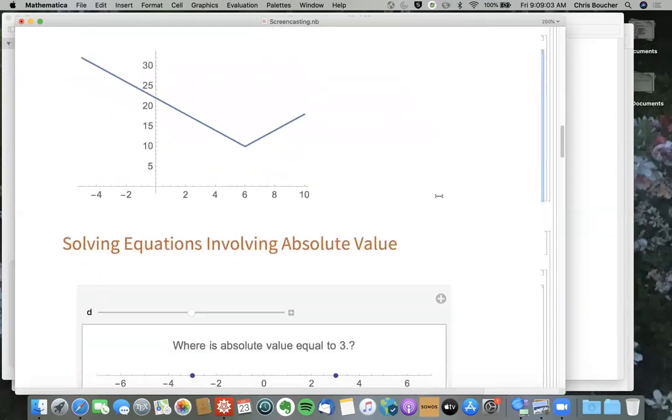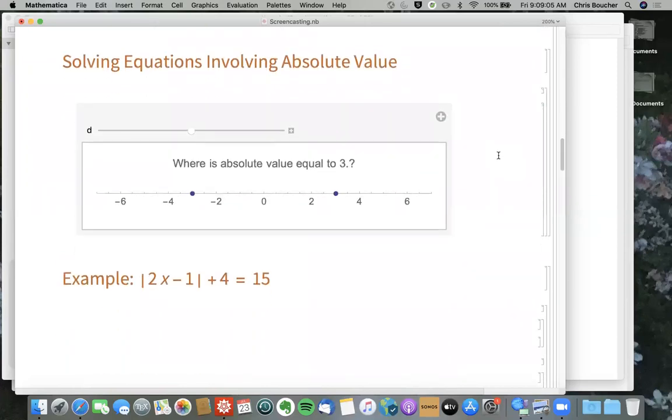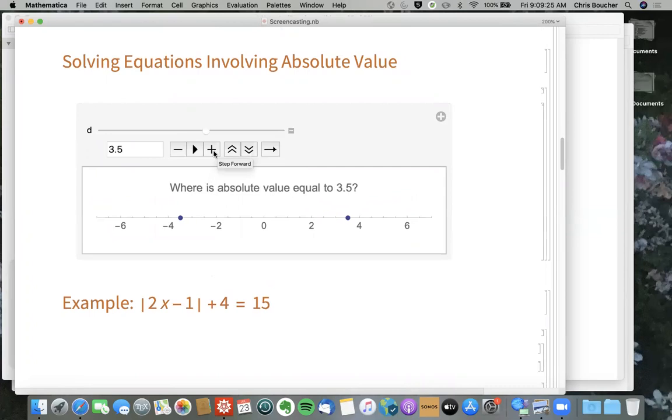Okay, let's talk a little bit about solving equations and inequalities with absolute value. First, if I ask the question, where is the absolute value of a number equal to 3? Well, there's only 2 numbers that satisfy that, right? Positive 3 over here on the right and negative 3 over here on the left.